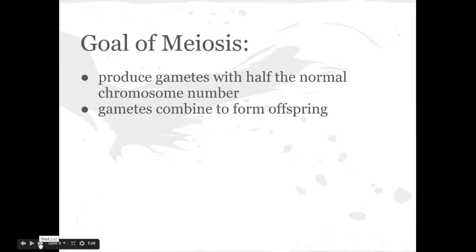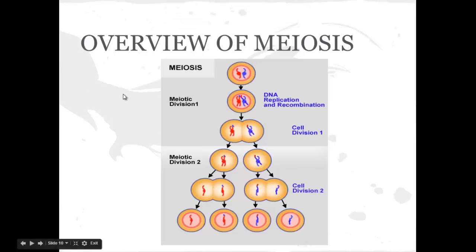So the goal of meiosis is to produce gametes with half the normal chromosome number, and those gametes will then combine to form offspring. So how does meiosis work? And here we'll just do an overview, and then we'll get into this in more detail in class. We start out over here with a cell with 2 chromosomes. We now see that the chromosomes are copied. I have 4 chromosomes. This one cell will split into 2, and I'll end up with 2 daughter cells with 2 chromosomes each. So this first step, you should be thinking, is really similar to mitosis. And that is called meiosis 1. That's the first cell division.